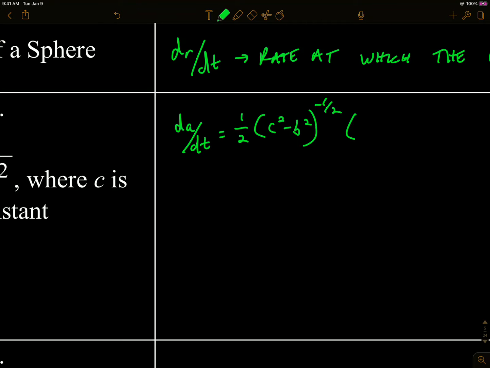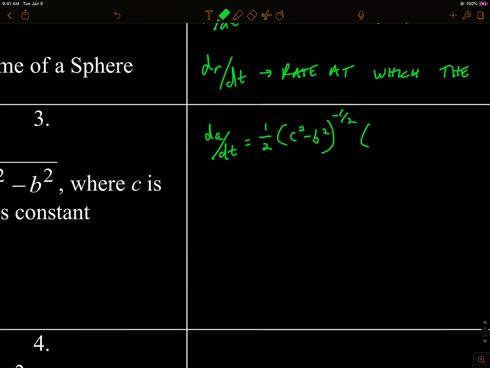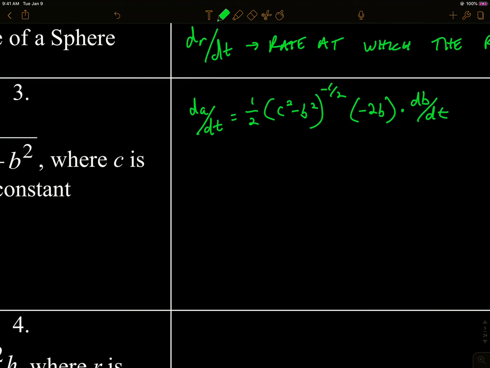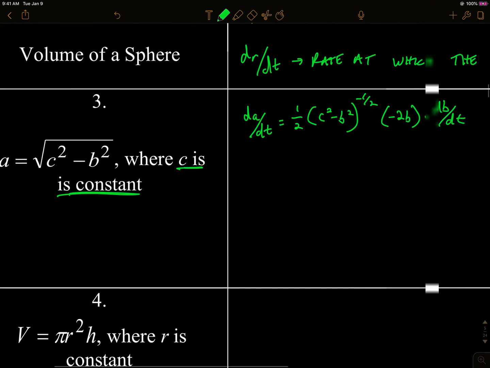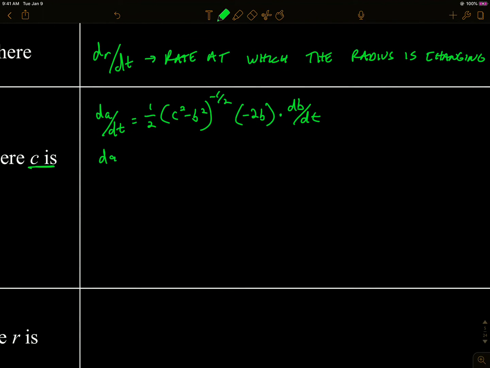So the derivative of c squared is 0. And then the derivative of b squared is negative 2b. And then I took the derivative of b, so I've got to chain rule it again. It's dB/dt. Okay, why is the derivative of c squared 0? Because c is a constant here. So now I'm going to simplify this thing. The 1/2 and the negative 2 can cancel. So we're getting negative b over the square root of c squared minus b squared times dB/dt.